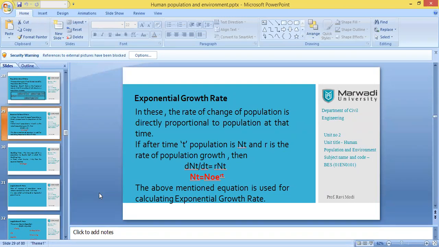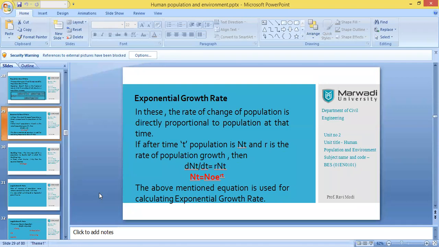then the differentiation, that is dNt by dt, is equal to r into Nt. Everyone has done this differentiation in your mathematics classes. So according to the formula, it is equal to r, that is the population growth rate, into Nt. Nt is the population at the time period t.